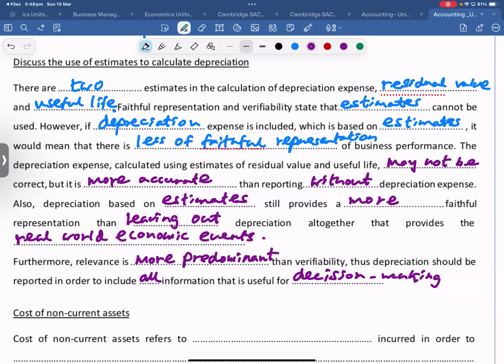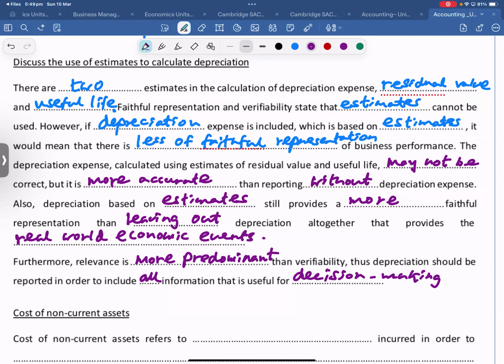Okay, all right, guys. Right now, are we allowed to use the estimates? But aren't we breaching verifiability and faithful representation? Yes, we are breaching. Why? Because verifiability and faithful representation both say that we can't use estimates. But the other problem is, if you don't use them, can we calculate depreciation? No. Without estimates, we can't calculate. So then, guys, what is the story?